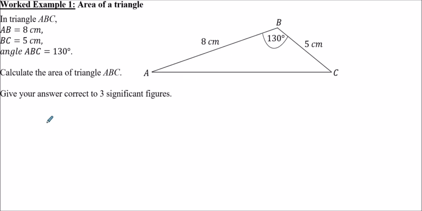So the area is just going to be half. Now we're going to multiply the two sides that surround the angle you know. So the two sides surrounding this 130 are 8 and 5. So in any order, it's half times one side multiplied by the other, then multiplied by the sine of the angle in between the sides you know here. So in between 8 and 5, it's 130. That's all it is. You could label it A, B, C if you really wanted to, but you don't need to.